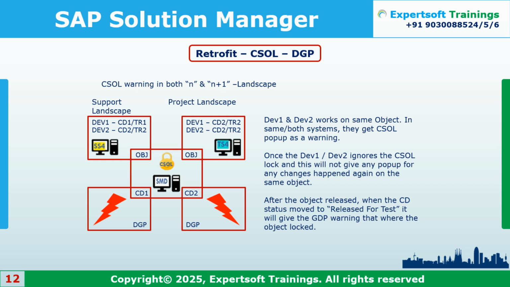If the customer has dual landscapes, the landscape and the N plus one landscape, by using the retrofit functionality we connect both the landscapes, like the support landscape and the project landscape. And we have CSOL and DGP for the same object. If two developers use the same object in the same system or in two systems, because we have the domain link between the systems, right? Anyway, the DGP conflict and the CSOL conflict are also displayed here.